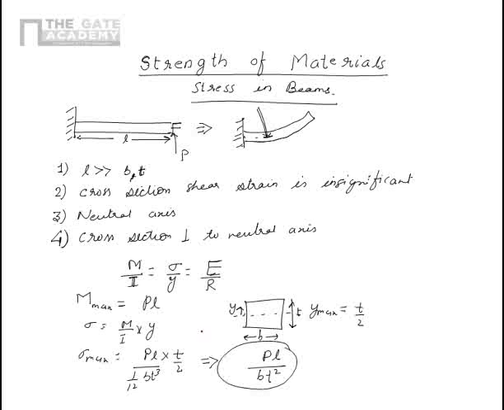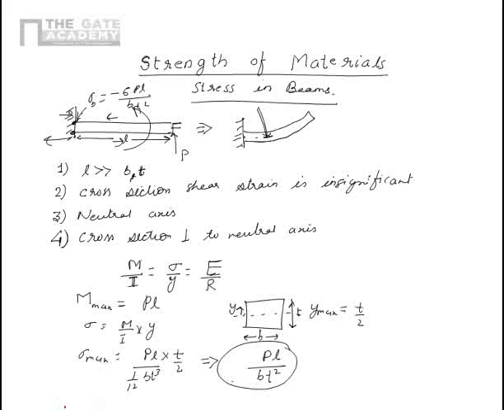That is the maximum bending stress in a cantilever beam, and this bending stress occurs at this point and at this point. Now because the bending is happening like this, this location is compressed while this is under tension. So here bending stress is minus 6 PL upon b t square, while here it is plus 6 PL upon b t square. That's a simple case to start with, but the case may not be this simple.